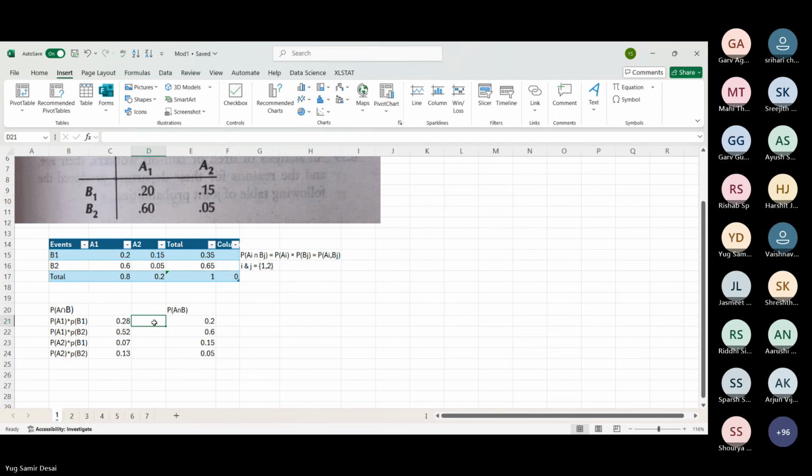Now, none of these values are equal to the given joint probability distribution table.